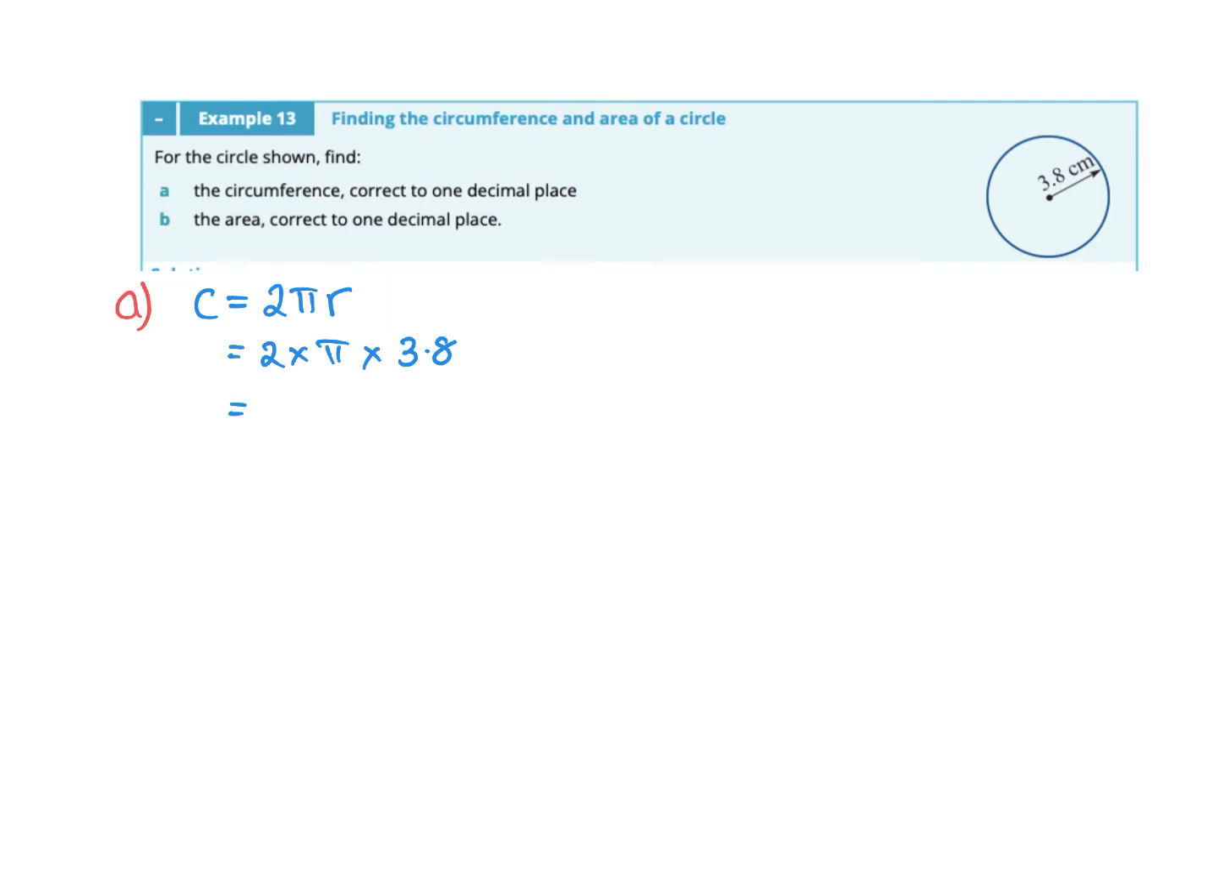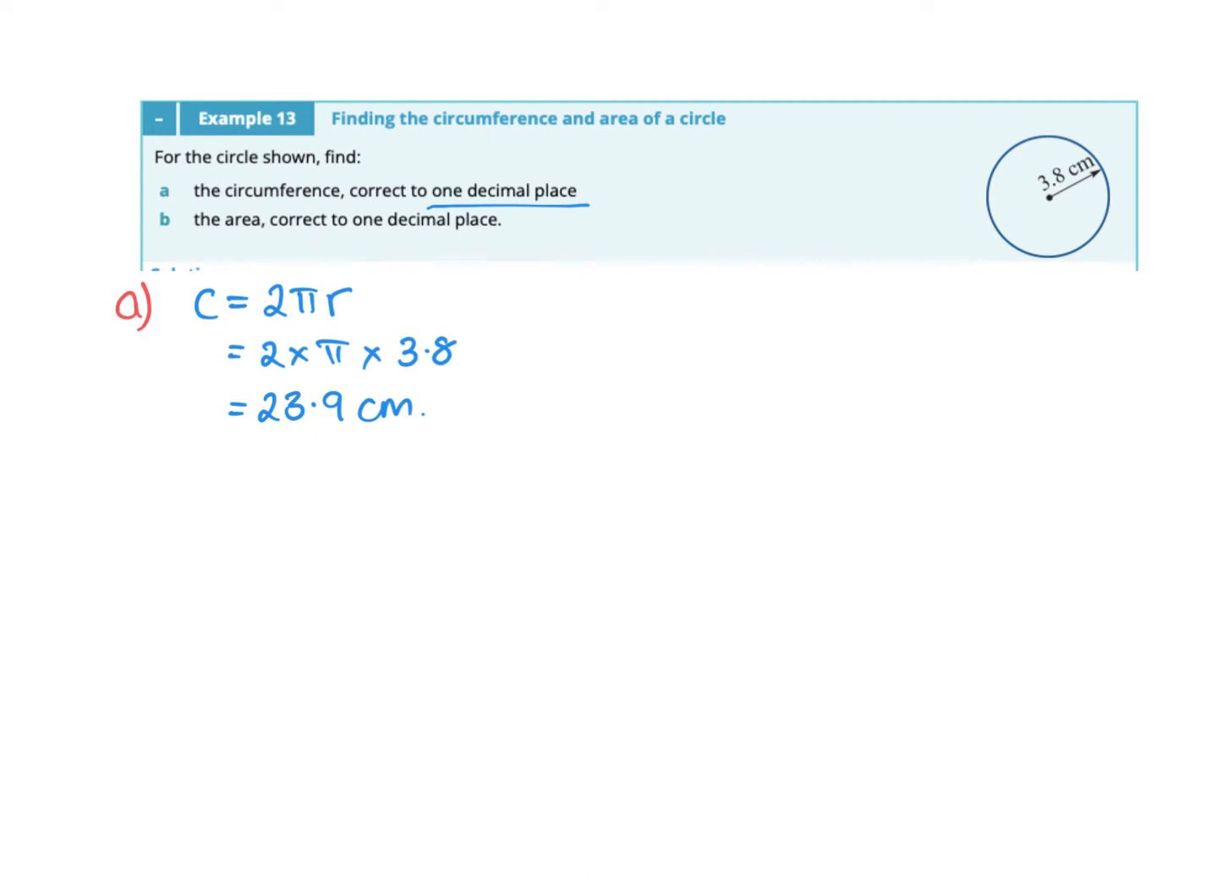So pi is down next to H on your alphabet on the calculator. If you get your answer with pi written in it, that's an exact answer. Just press Control Enter to get the decimal. And then we want 1 decimal place, so when I do that, I get 23.9, and it's in centimetres. So remember, the circumference is a length, the perimeter is a length.